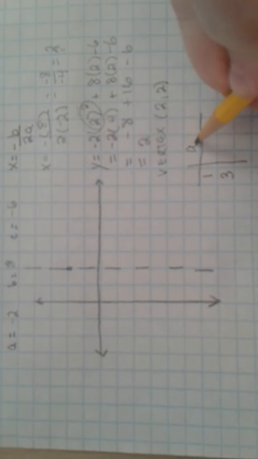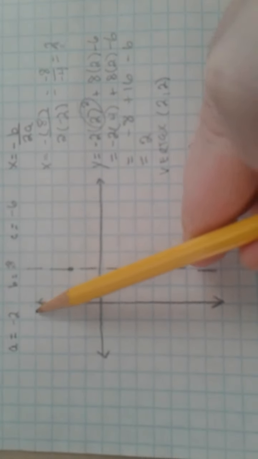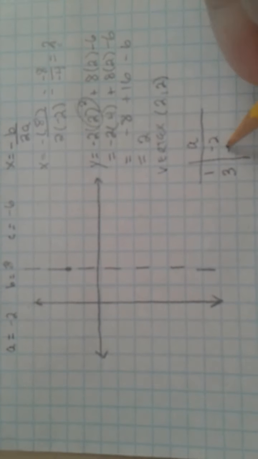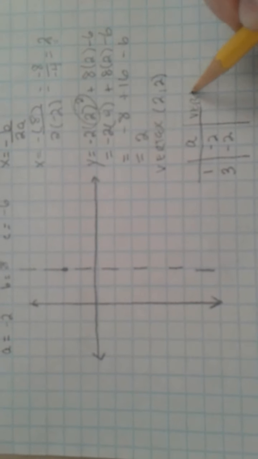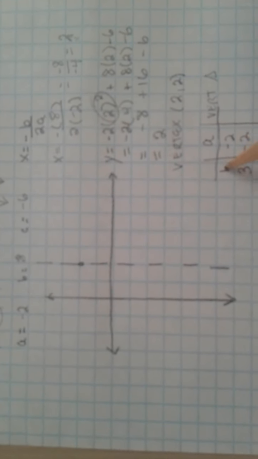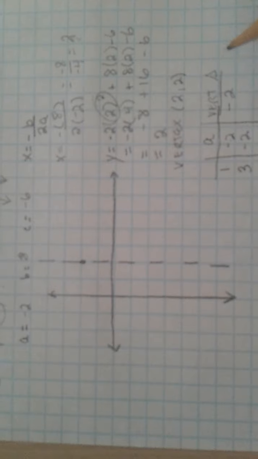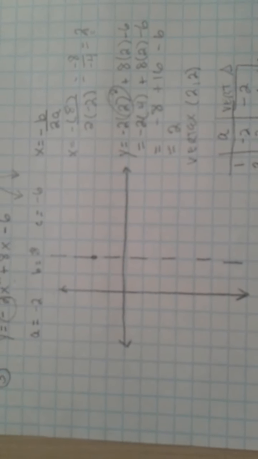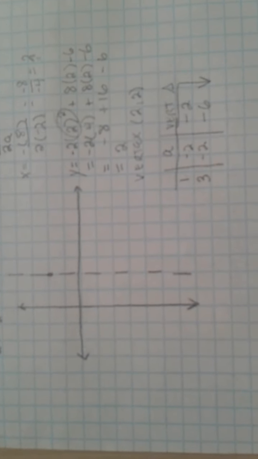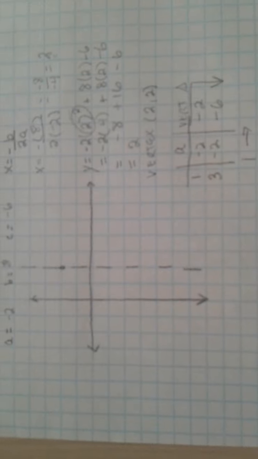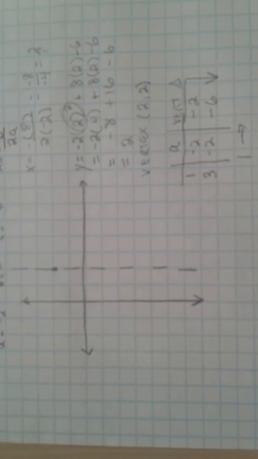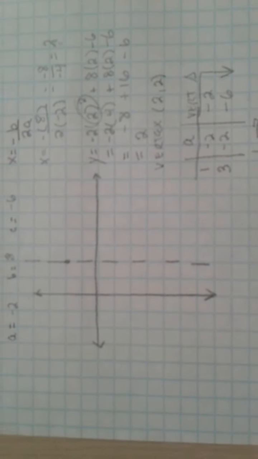Then I'm going to take my a value. We said that the a value is negative 2. So negative 2, negative 2. I'm going to multiply these numbers together, and that will give me my vertical change from point to point. 1 times negative 2 is negative 2. 3 times negative 2 is negative 6. These numbers are negative, so that means we are moving down. The horizontal change is always 1 to the right. It doesn't matter what anything else is, horizontal change is 1 to the right.